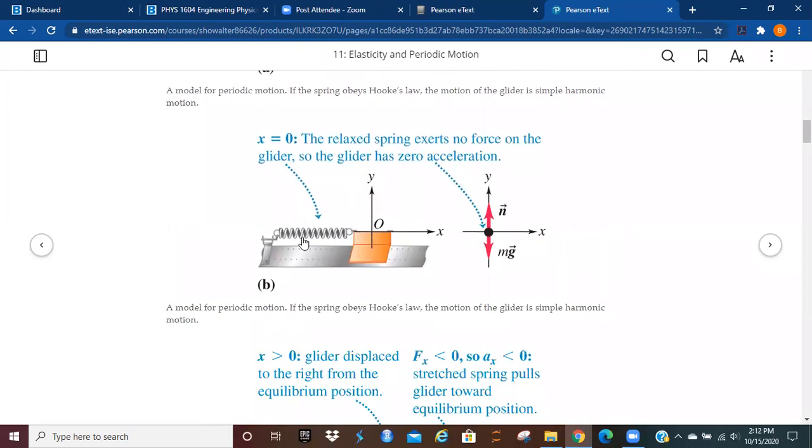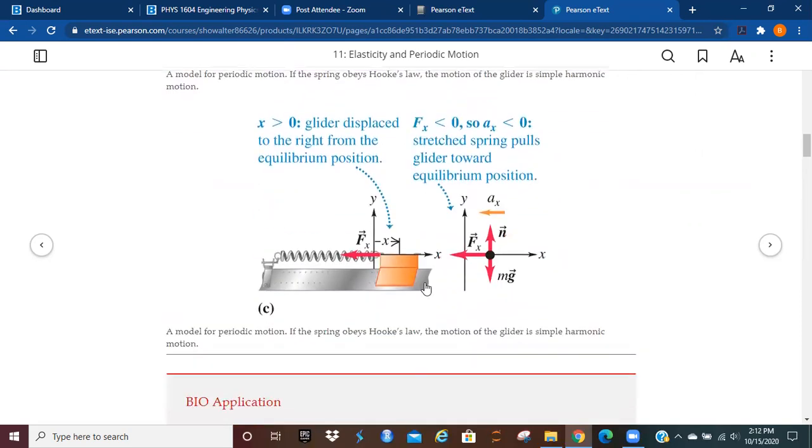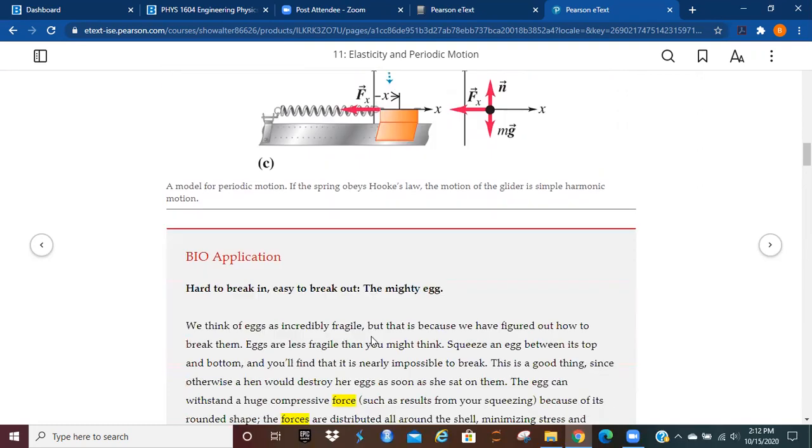Here at x equal to 0, the spring is neither stretched nor compressed, therefore it exerts no force. And so all you have is a normal force and the gravity force, which are balanced. When x is greater than 0, that means this spring is stretched, and now it is trying to pull this object back in this direction. So that means that the force in the x direction is less than 0, and that means the acceleration in the x direction is less than 0.